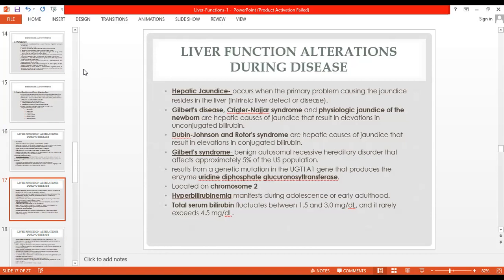Gilbert disease, Crigler-Najjar syndrome, and physiologic jaundice of the newborn are hepatic causes of jaundice that result in elevation of the unconjugated bilirubin. Conditions such as Dubin-Johnson and Rotor syndrome are hepatic causes of jaundice that result in elevation of conjugated bilirubin. Gilbert syndrome was first described in the early 20th century. It is a benign autosomal recessive hereditary disorder that affects approximately 5% of the US population.